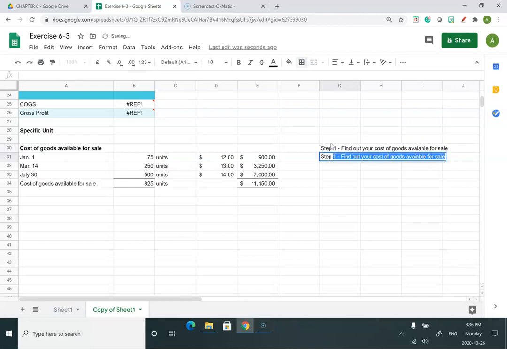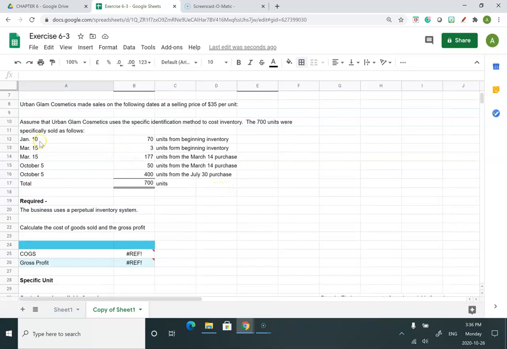Now step two is record each sale by removing the specific item's cost from inventory. So just remember, what I'm doing here is looking at my inventory account. It has nothing to do with my sales price. So I'm going to bring this information down.